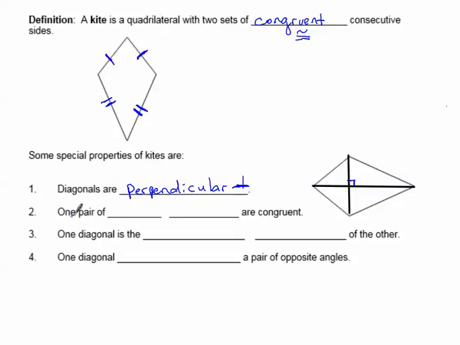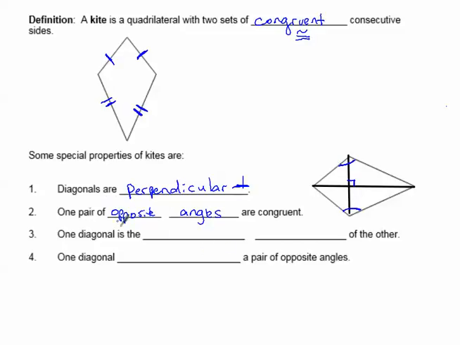One pair of opposite angles are congruent. So not both, but just one pair. So right here, those are congruent.